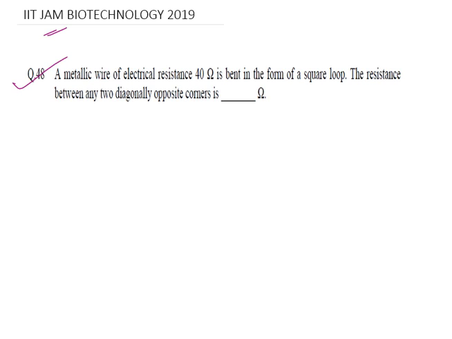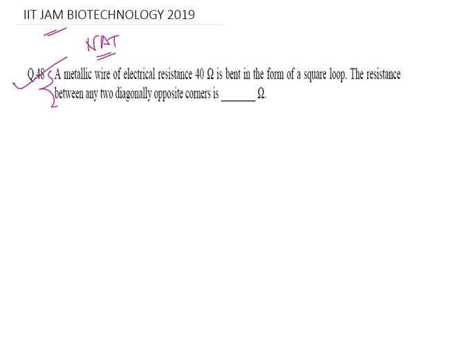So this is question number 48 from section 3. That means it is a numerical answer type question. In this type of question, we need to find a numerical answer for the question in that part. So let's see what is in this question.